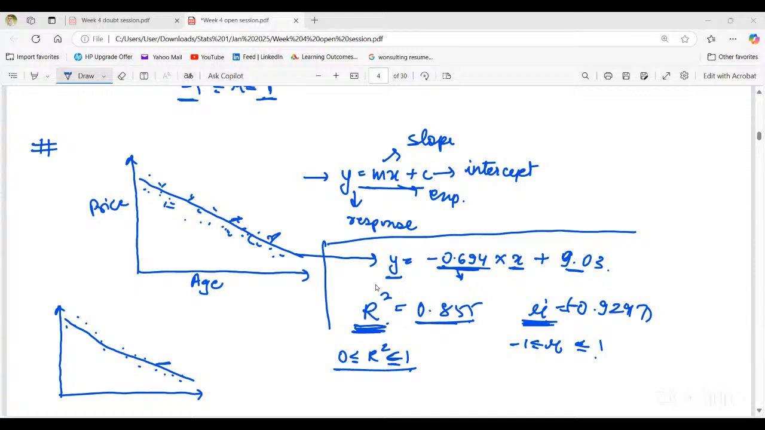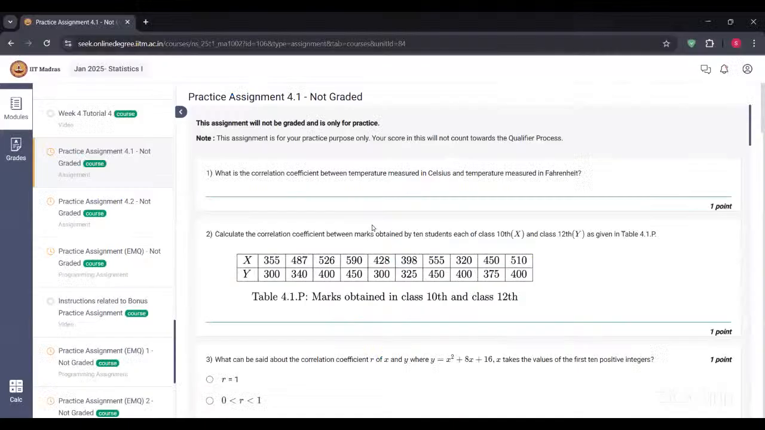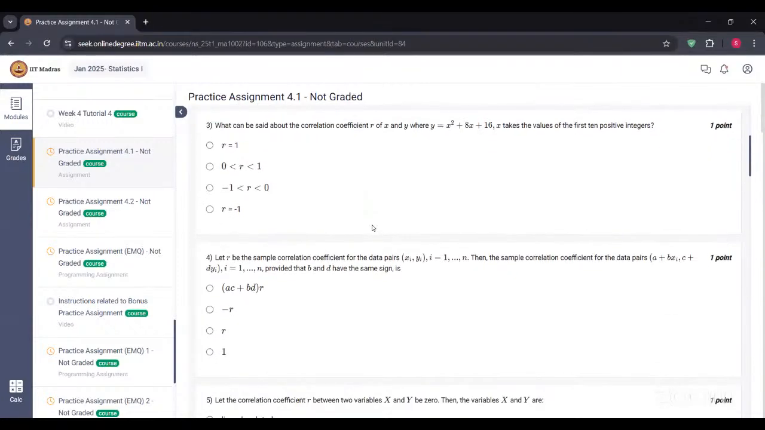Other than that, we will get the practice assignment solutions, am I right? Because I have doubts with practice assignment 4.1. Do you want the solutions? No, I think we will be getting it. So I want to know about problems 3 and 4. Okay, you're asking about practice assignment 4.1. This one? Yes.